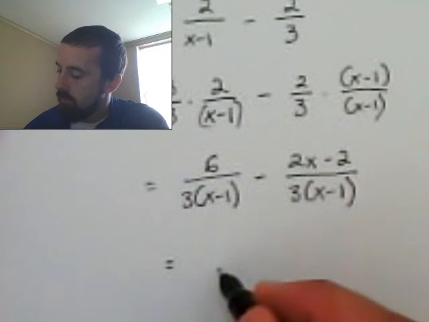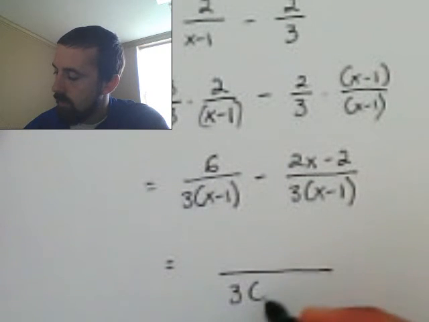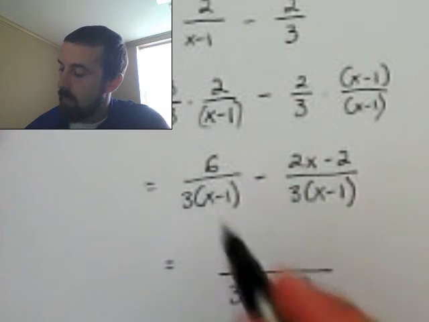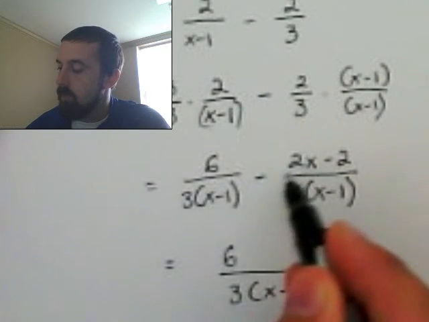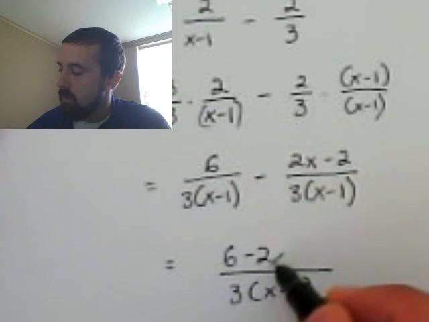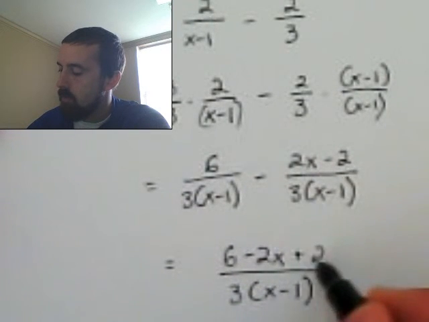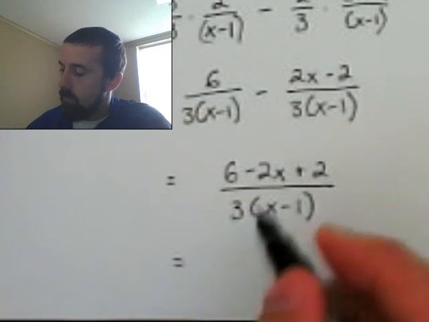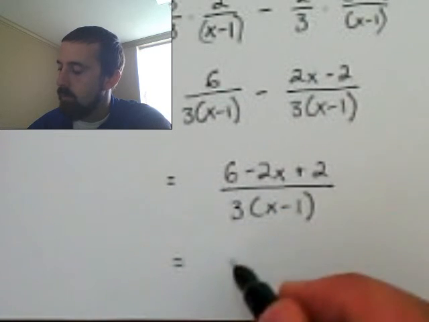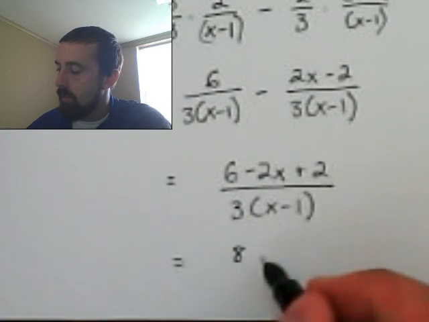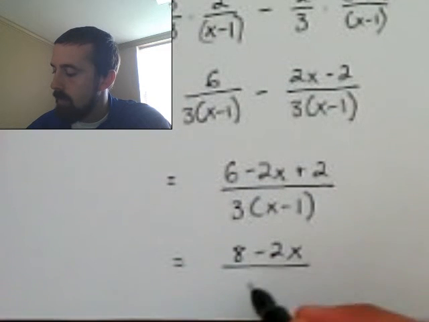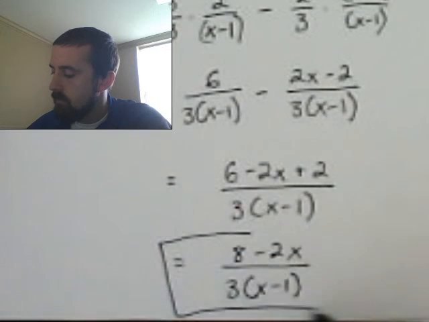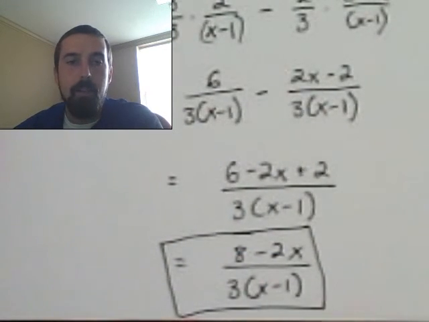So here, it's going to come down to 3 times x minus 1, right? Because they stay the same. 6. I have a minus, so I need to distribute that. That's going to turn that into a negative 2x, and that's going to turn that into a positive 2. All right? And from there, we combine our like terms, 6 and 2, which gives us 8. And I still have negative 2x left over. My denominator stays the same, 3 times x minus 1. And that would be my final answer.